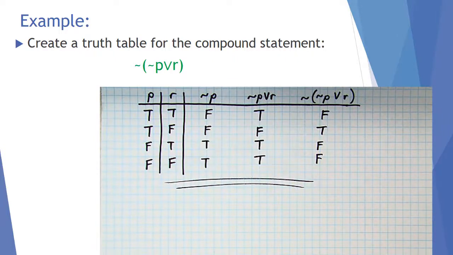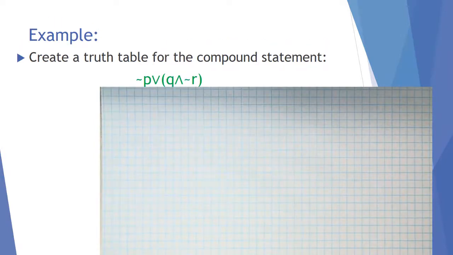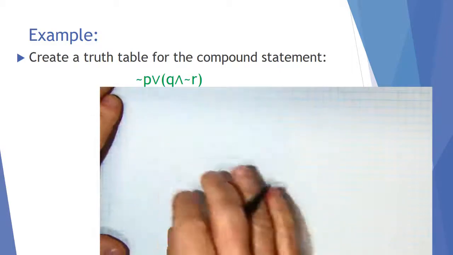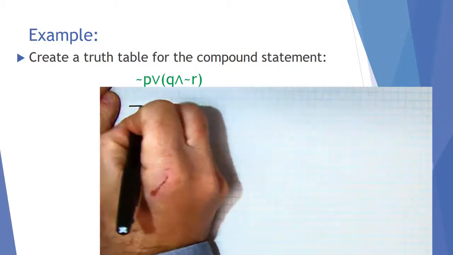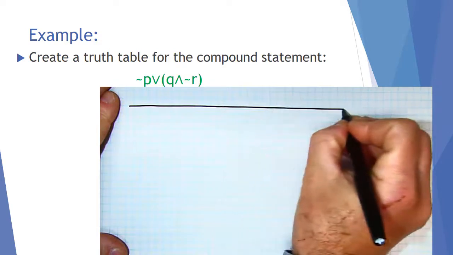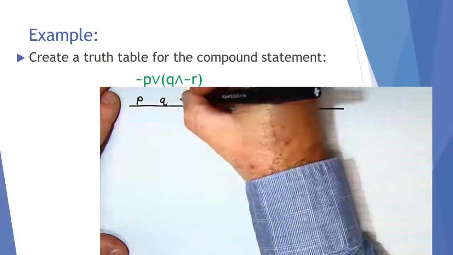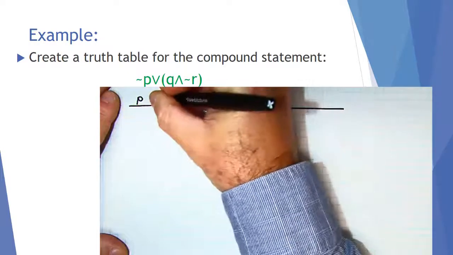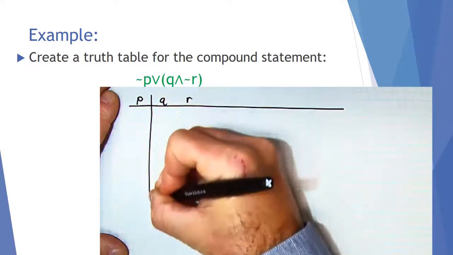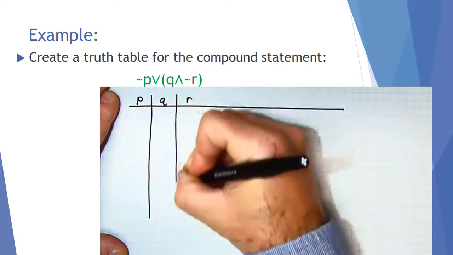Now let's do another one, but let's look at a case where we have 3 simple statements to build off of. Here we go. Let's create a truth table for the compound statement not P or Q and not R. Notice that we have P, Q, and R here. We have 3 simple statements that we're going to build on. That's going to change the look of our table a bit. We're going to need a P column, a Q column, and an R column, but we're going to have more rows this time. We have more combinations to explore here.